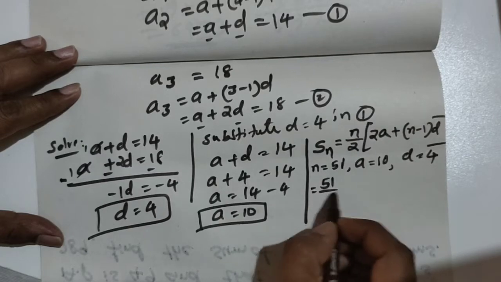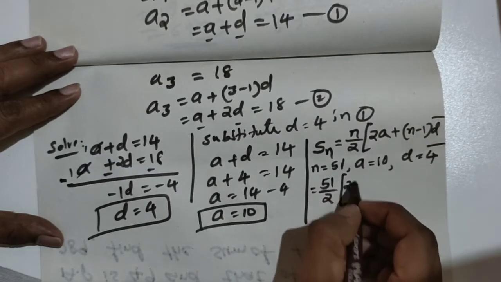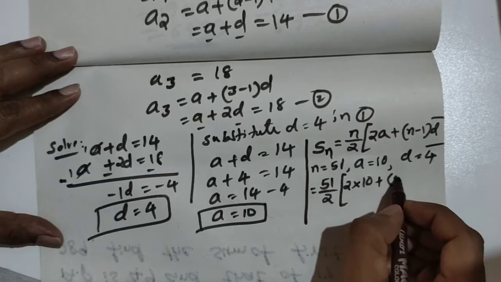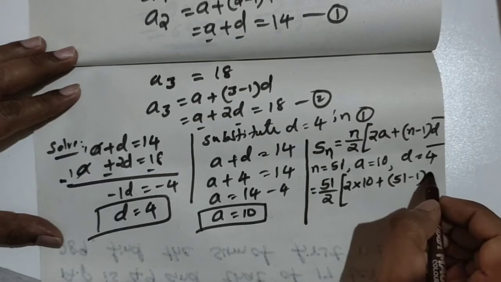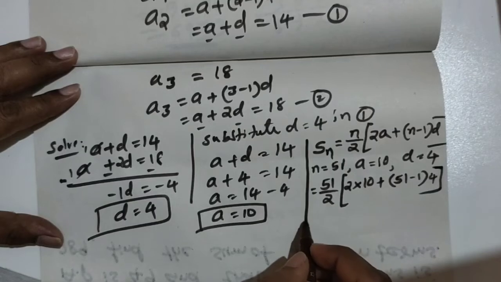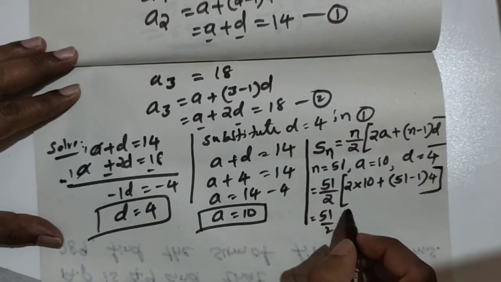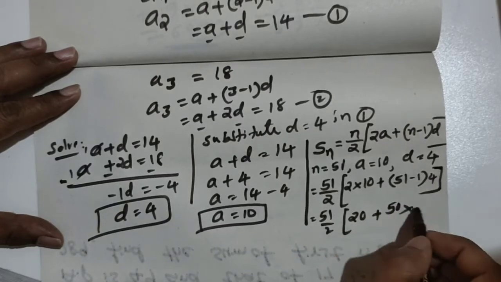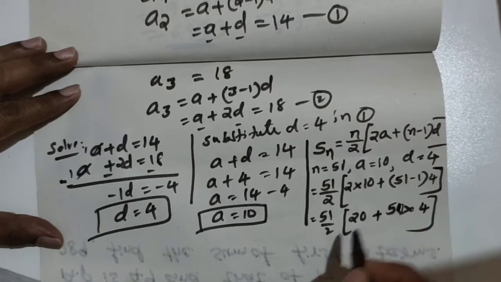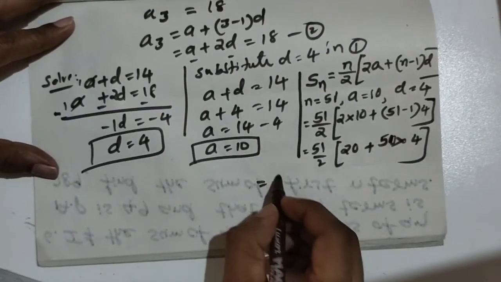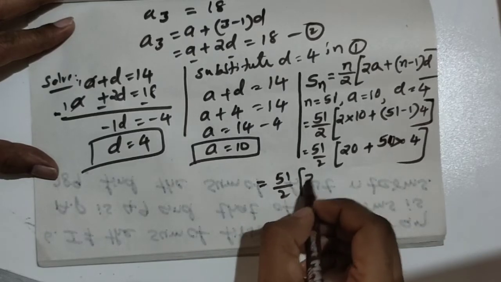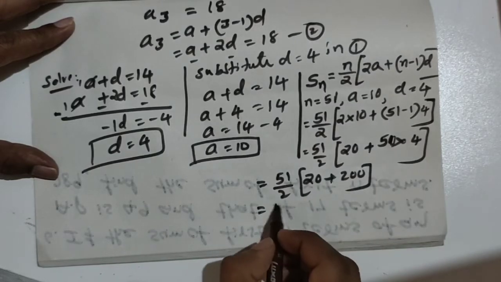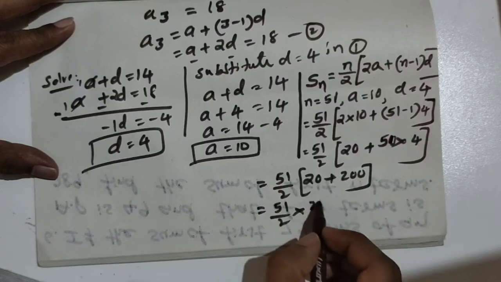Therefore here we can write 51 by 2, 2 into 10 plus n minus 1, that is simply 51 minus 1, d is 4. Then next 51 by 2, 2 tens are 20 plus 51 minus 1, 50 into 4. Then we can write it as 51 by 2 into 20 plus 50 into 4, 200. Then we get it as 51 by 2 into 220.